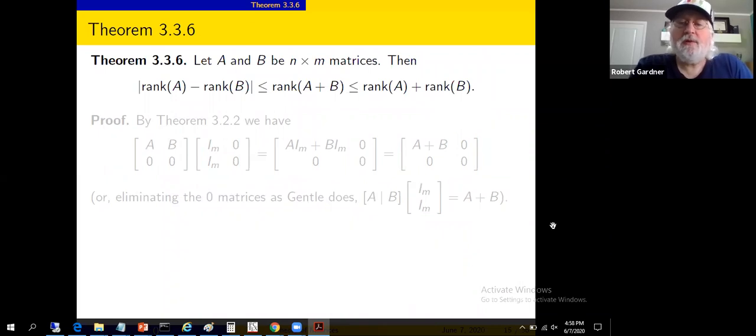Another result concerning, this time, addition of matrices. We take two matrices, A and B, of the same dimensions. Then the claim is the absolute value of the rank of A minus the rank of B is less than or equal to the rank of the matrix sum, A plus B, which is less than or equal to the rank of A plus the rank of B.